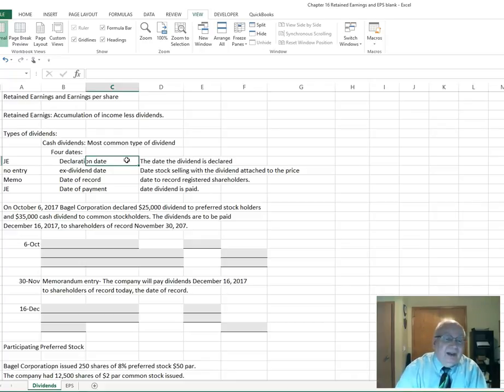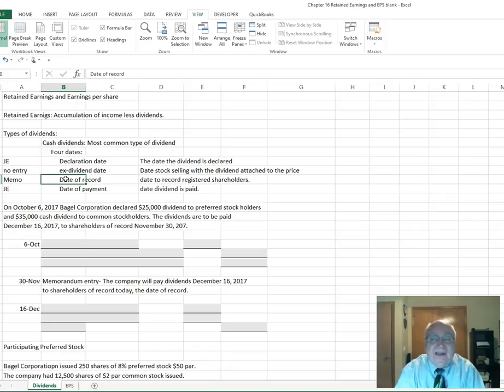And then we have the date of record. The date of record doesn't require a journal entry, but it requires a memo. This is the date that the board of directors has said, as of this date, these are the stockholders that will receive the dividend. And then, of course, the other date that's important is the date of payment. That, of course, is the date that the company sends out the dividend.